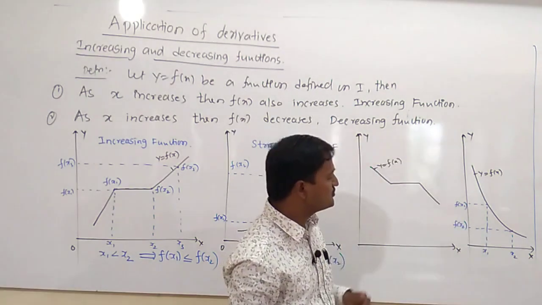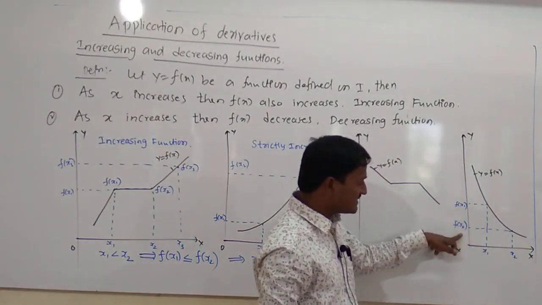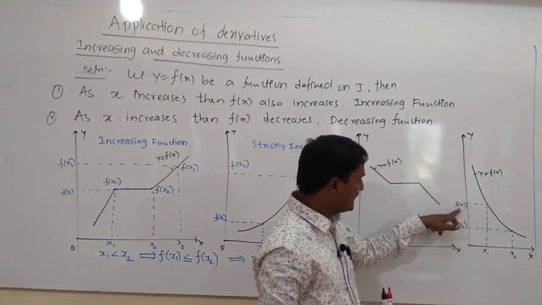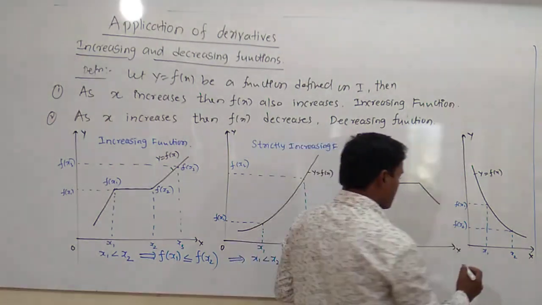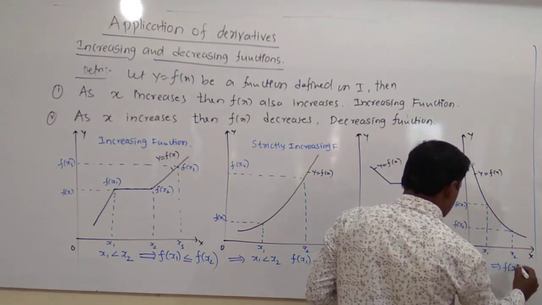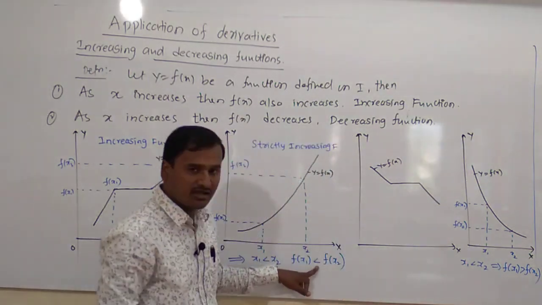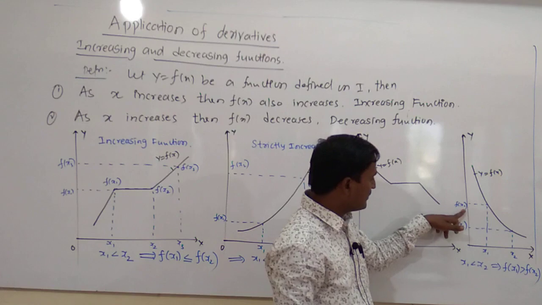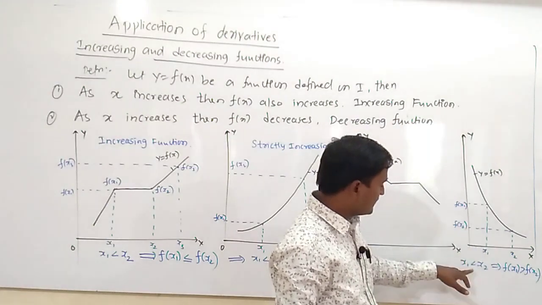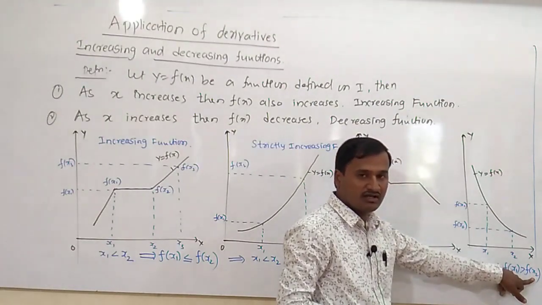Here you should also observe that as x1 increases, f of x decreases. So if you increase the value of x, then f of x becomes what? Decreases. Therefore we will write like this: x1 less than x2 implies f of x1 more than f of x2, right? Comparing f of x1 and f of x2, which one is more? f of x1 is more. So x1 less than x2 implies f of x1 more than f of x2.